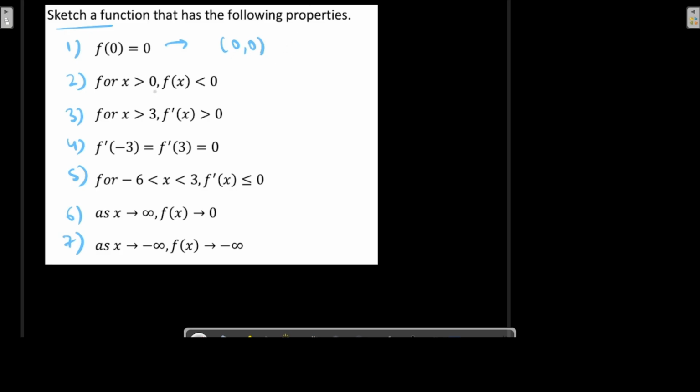For x greater than 0, f of x is less than 0. So what does this mean? For x greater than 0, on the right hand side of the origin, f of x lies below the x axis.